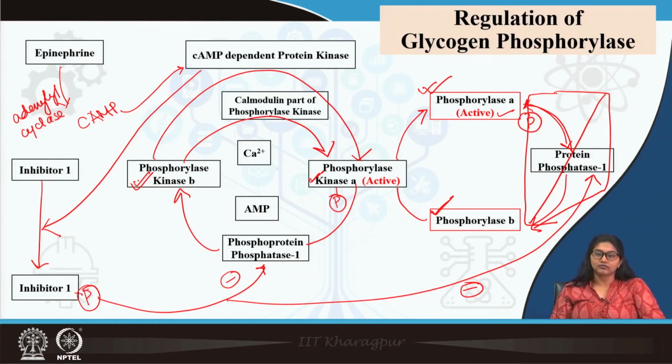Another important molecule is glucose 6 phosphate. Glucose 6 phosphate acts as an allosteric inhibitor. It inhibits phosphorylase kinase.